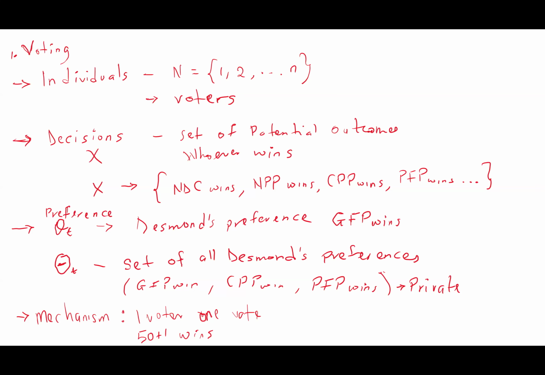But there's private information. Deep within her, she would want GFP to win. So given this, we have her preference, which is from a set of preferences, and we call that the set of private values, or private information, whatever it is. And then the mechanism, I think I was trying to explain some, but you guys know.